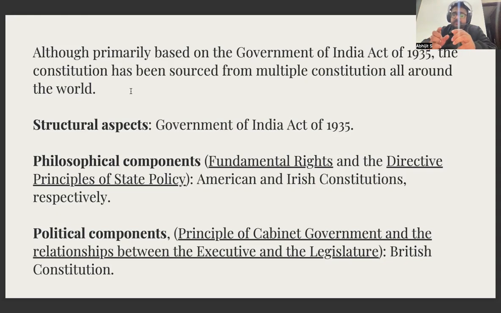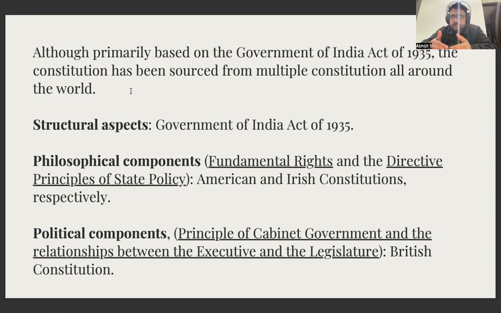If you look at the philosophical components associated with the Indian Constitution, you'll realize that a majority of these components were derived out of the American and the Irish constitutions. From the American Constitution, you had the fundamental rights, and from the Irish Constitution, you had the directive principles of state policy.